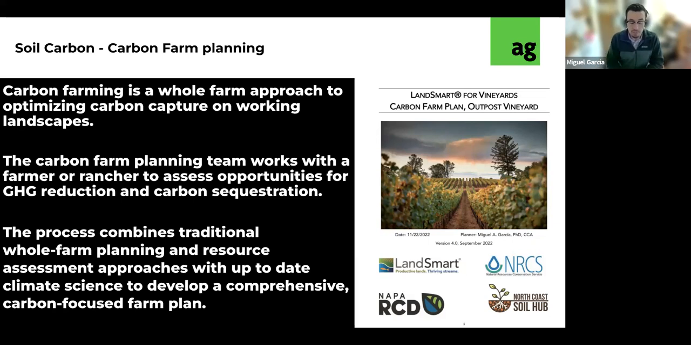The Napa RCD has been developing carbon farm plans for vineyards for several years now. So please contact me if you're interested in learning more about the process, or in having a carbon farm plan developed for your vineyard. Our neighboring RCDs in Sonoma and Mendocino also develop carbon farm plans, so if you're farming in these areas, feel free to reach out to them. There's a lot of activity related to carbon farming around California and in other parts of the country and the world. So anywhere you are, reach out to your resource conservation districts, or reach out to the USDA to see if they can assist you with developing these carbon farm plans.